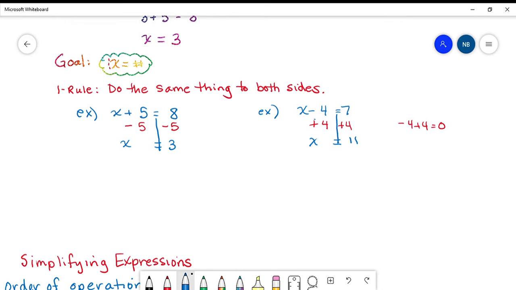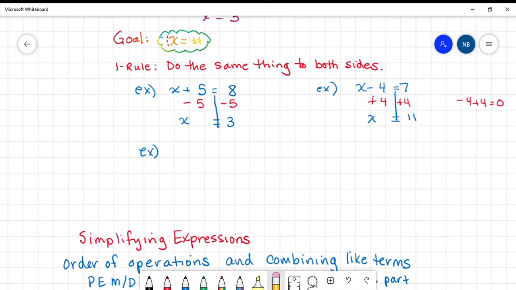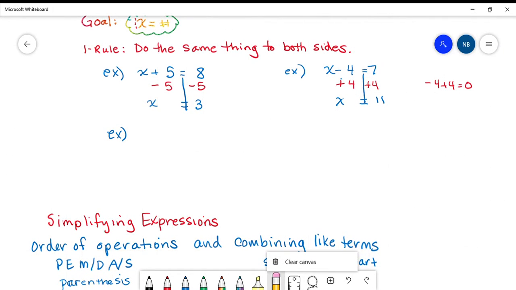All right, next. I have some erasing to do here, apparently. Need to fix that.